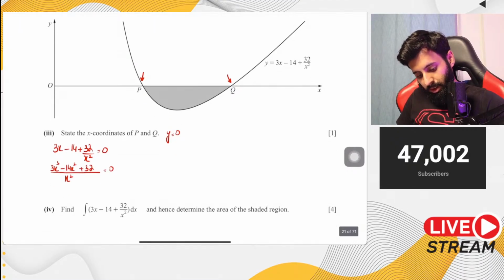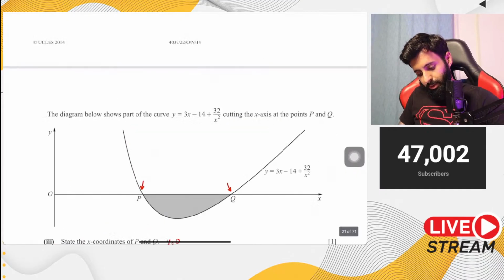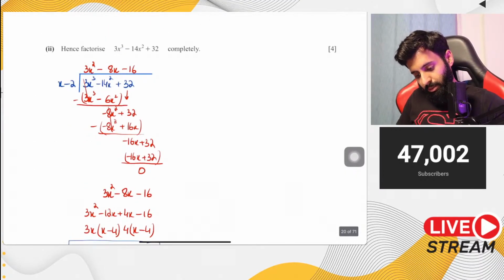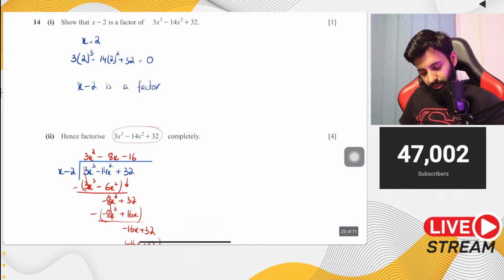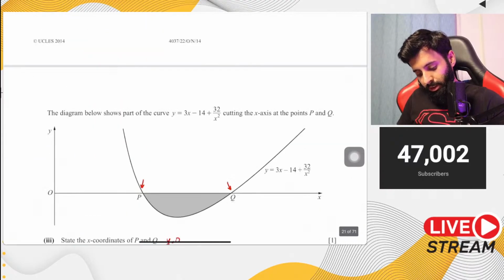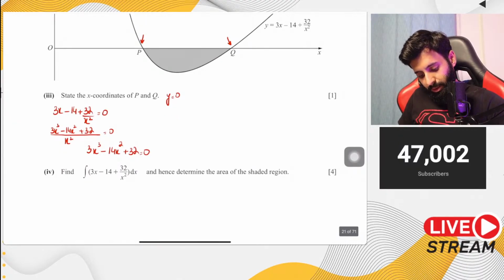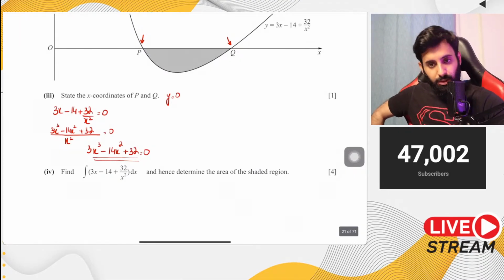And now you are left with the equation 3x cube minus 14x square plus 32 equals 0. Don't start solving this equation all over again, because you've already done that. In the previous part, you've already factorized it. It's 3x cube minus 14x square plus 32 equals 0. So now you know that this equation can actually be written like this.